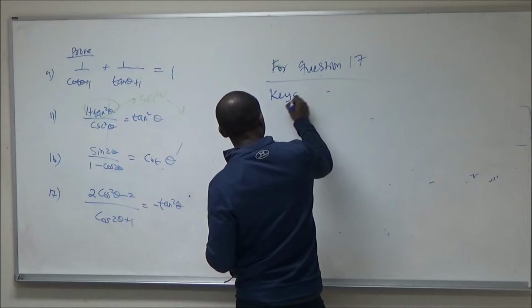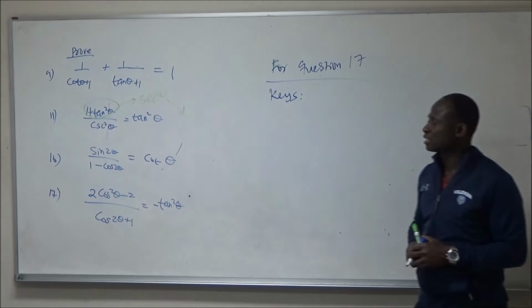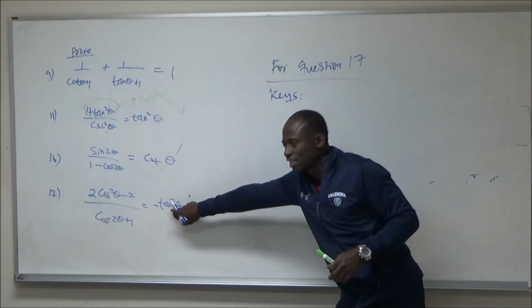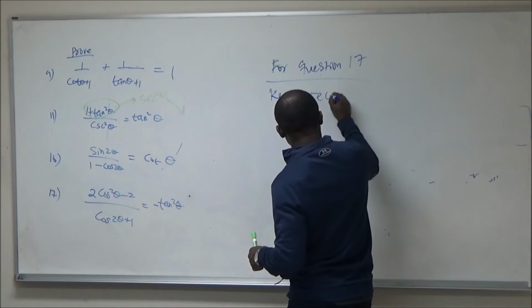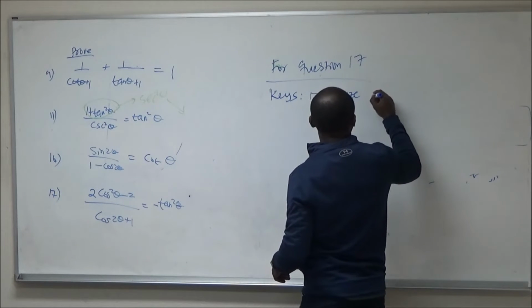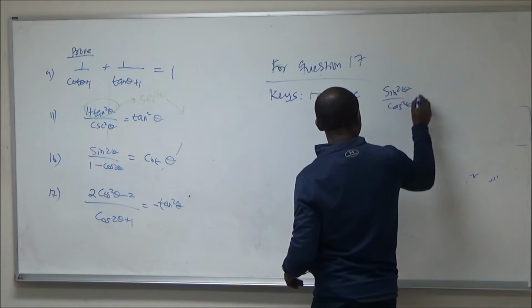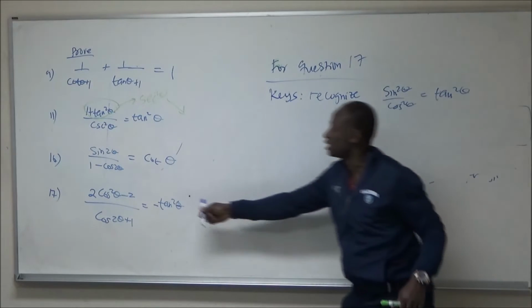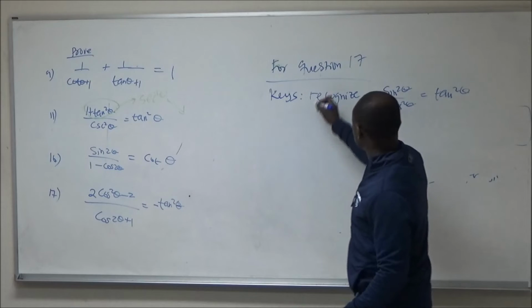Alright, so let's do 17 together. The keys to the problem are this. Recognize that tan squared theta is the same as sine squared theta over cosine squared theta, okay? So I want you to recognize that somehow you need to end up with sine squared theta over cosine squared theta equal to tan squared theta. The reason I want you to think about it this way is that when you know what this one is supposed to look like, you can find that. Okay? That's key number one.